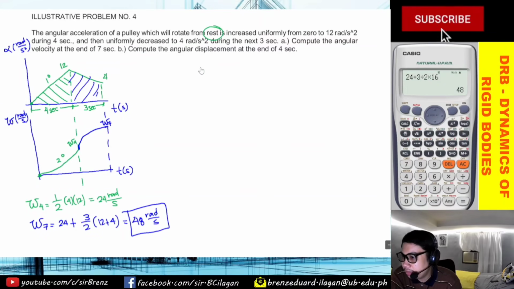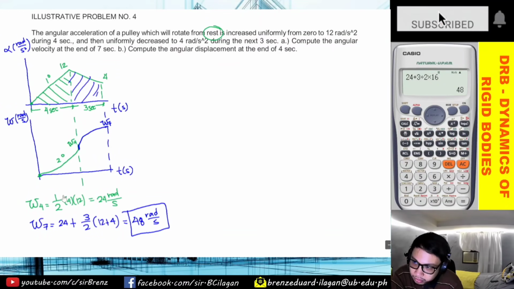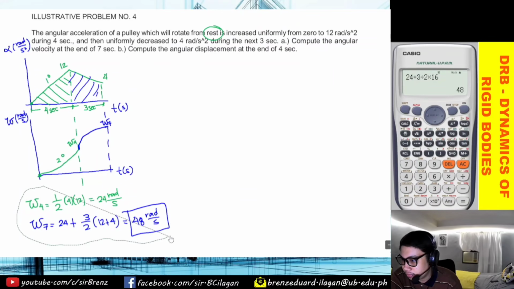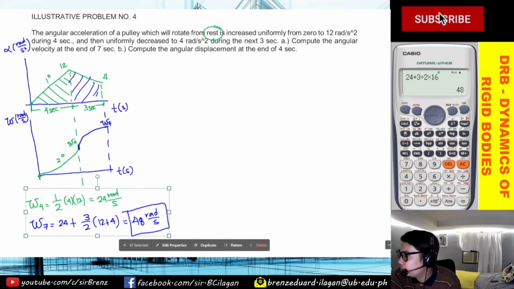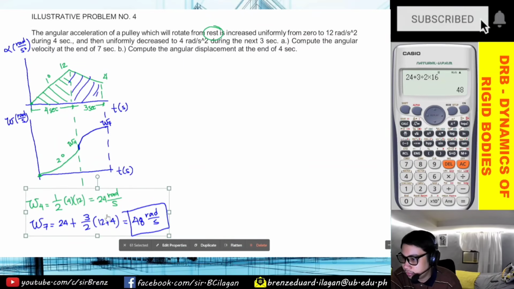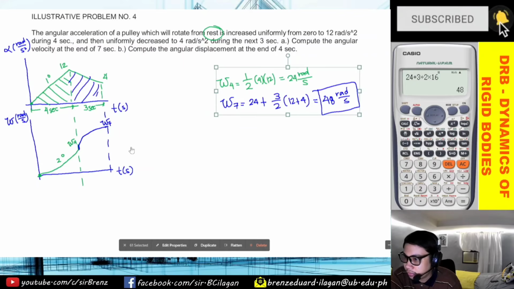Next, for letter B. Ako, dito ko pala isulat. Teka lang, ha? Pwede ko kayang ilaso tool to. Yun. Good. Ayan. Nice.